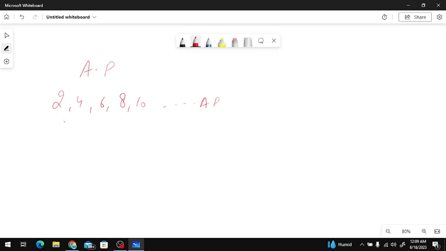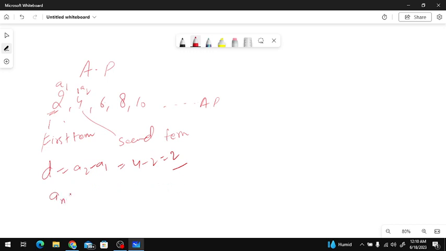How do I get the nth term? So it's the first term, it's the second term, now d should be equal to a2 minus a1. You can also say a2 minus a1. So 4 minus 2, which will be 2. Similarly, we can say 6 minus 4 is also 2, and 8 minus 6. So these are in the AP.